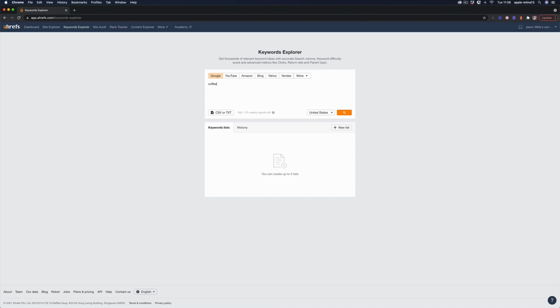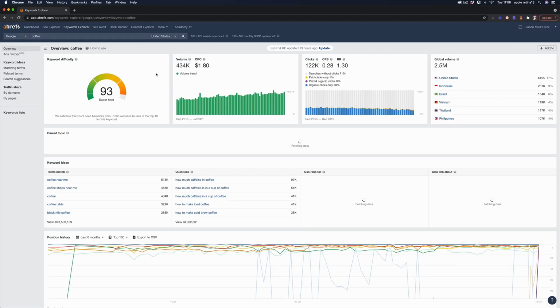Now we can add more, so we could put something like how to make coffee or something like that, but we'll just start off with coffee. We're going to go United States. Let's say we're looking at a US website. Obviously, if you're focusing on country specific, you would just change that.